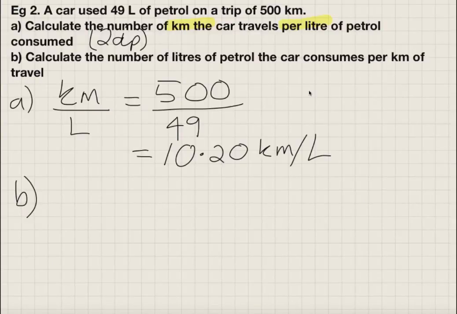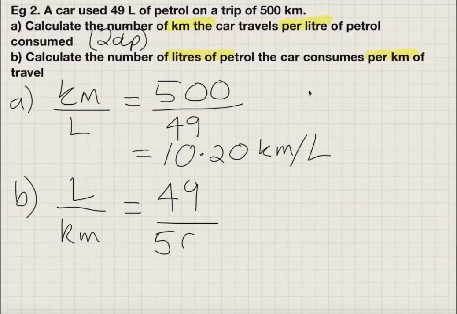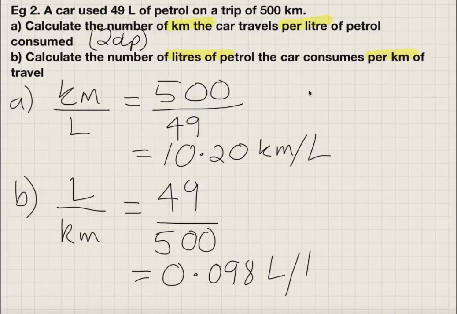Part B, calculate the number of litres of petrol the car consumes per kilometre. So this time we want litres on top and kilometres on the bottom. So litres on top, distance on the bottom. 49 divided by 500. Using your calculator, we get 0.098 litres per kilometre. Okay, so that's example 2, done.